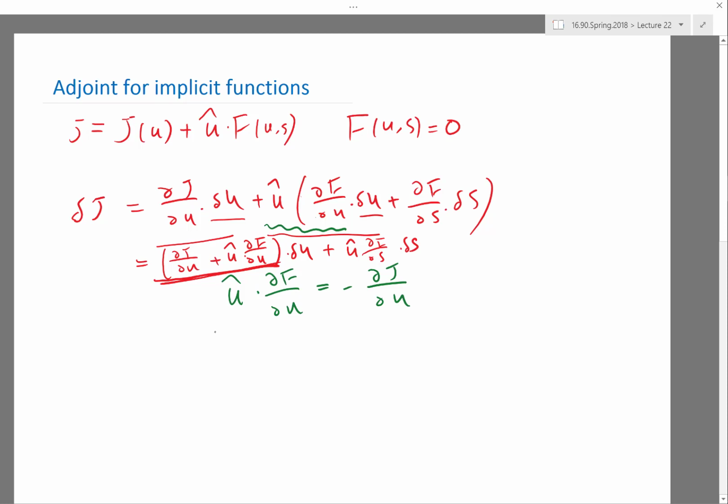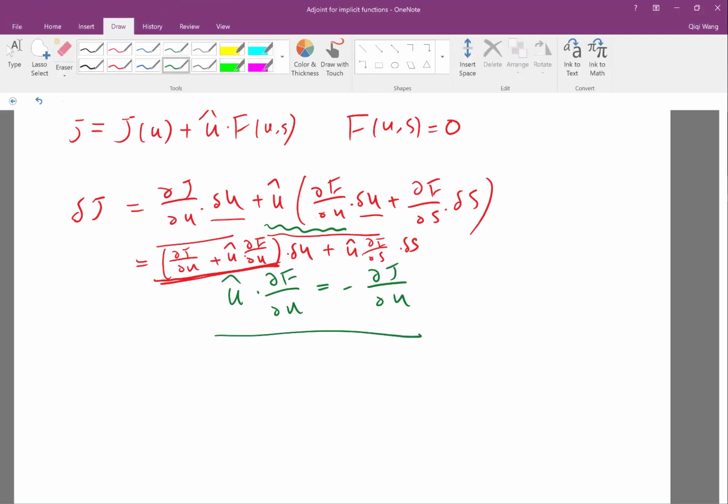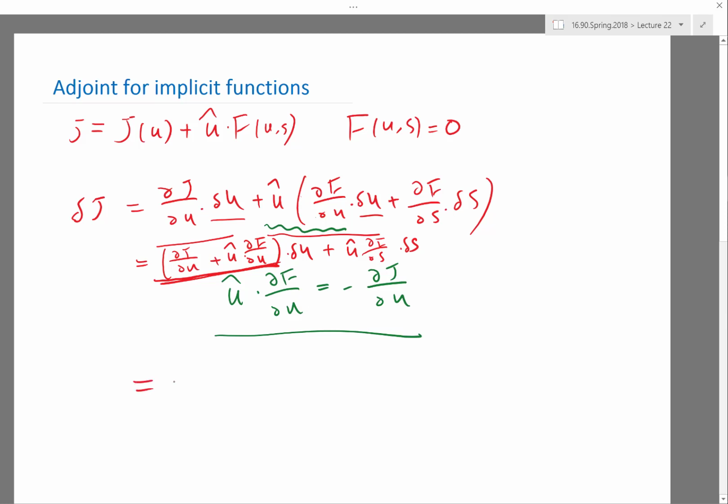We should be able to allow arbitrary delta s, therefore arbitrary delta u. So with that, this is the equation we end up solving, and once we solve that equation, the delta J can be just u hat times df ds times delta s. Okay, so all of these are ways to get us how the objective function changes as we change an arbitrary delta s.